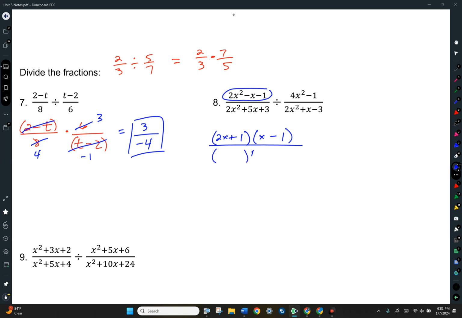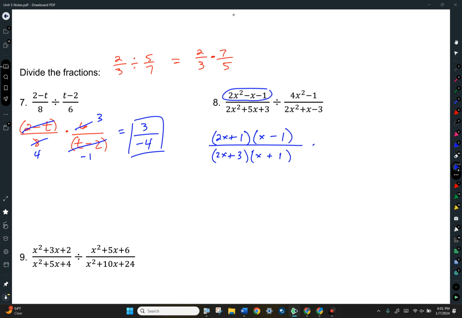Trial and error. Both pluses. So 2x times x. The only way to get 3 is going to be 3 times 1. Why don't we go 3 and 1? Is that going to give me a positive 5? Yep, 3x and 2x gives me positive 5, so that works.